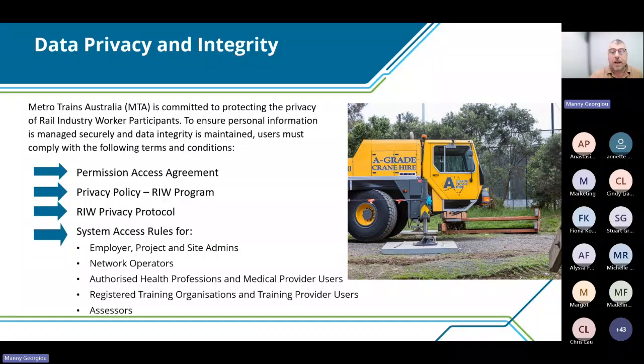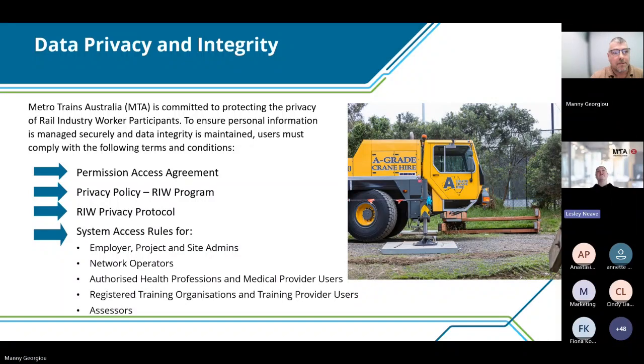I just got a question around the cost of the training. Look, you're probably asking the wrong person. Leslie, do we know what the cost of the training is? We don't have an official cost of the training. We'll find out costs and terms and conditions, so to speak, closer to the date.